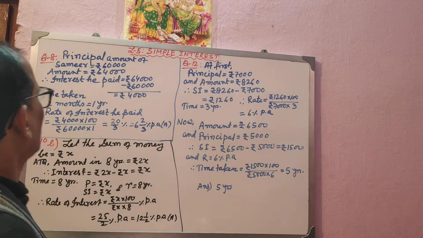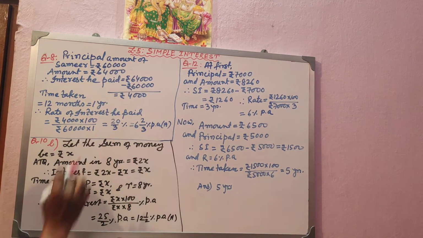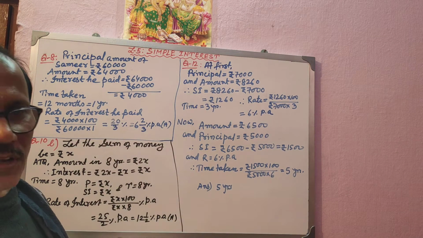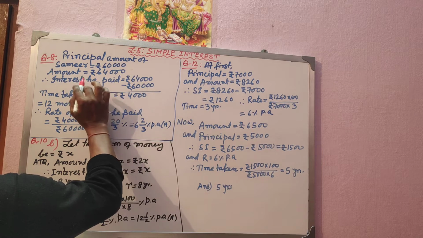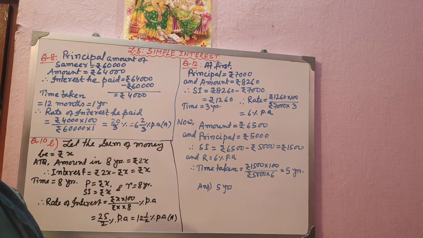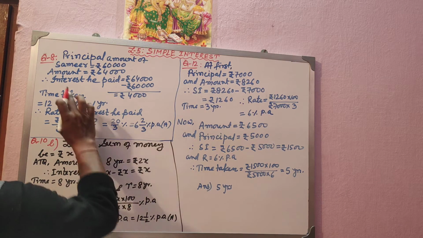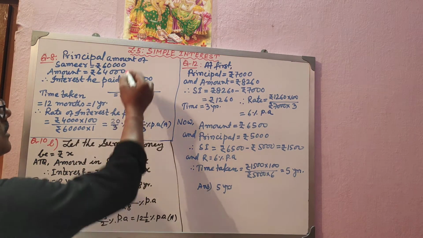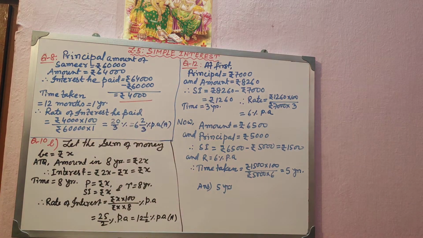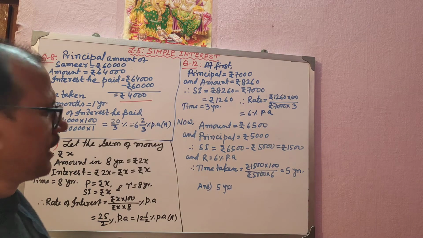See, here the principal amount of Samir is 60,000. That is what he has borrowed from Rahim. Now the amount he has paid to clear his debt is 64,000. The interest he paid is therefore 64,000 minus 60,000, which is equal to 4,000. Very simple. Now time taken is 12 months. 12 months is equal to 1 year, that you all know.